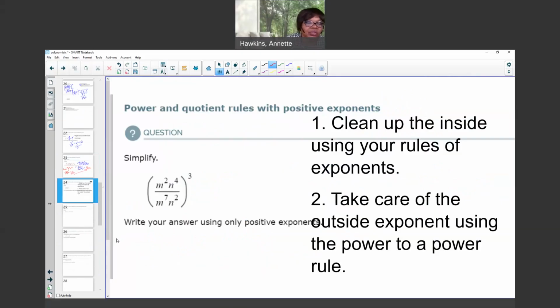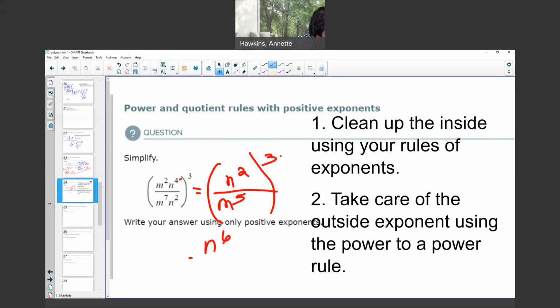Clean up the inside using your rules of exponents. Take care of the outside exponent using the power to a power rule at the end. So if we clean up the inside, m squared over m to the 7. 7 is higher than 2. I subtract down here. n to the 4th over n squared. 4 is higher than 2. 4 minus 2 gives me 2. And now we use power to a power, power to a power.